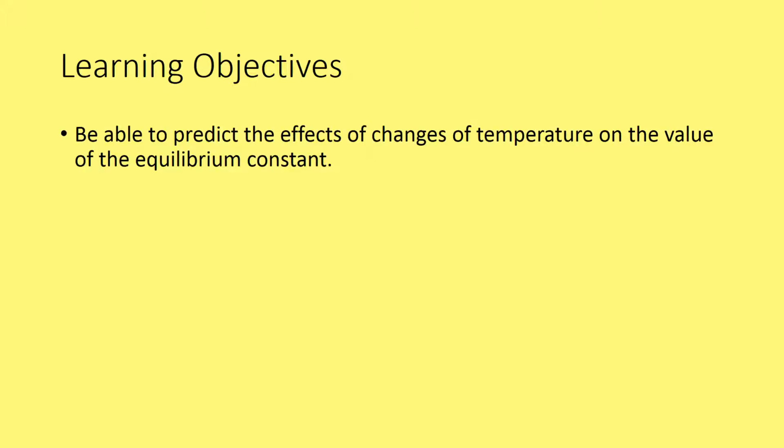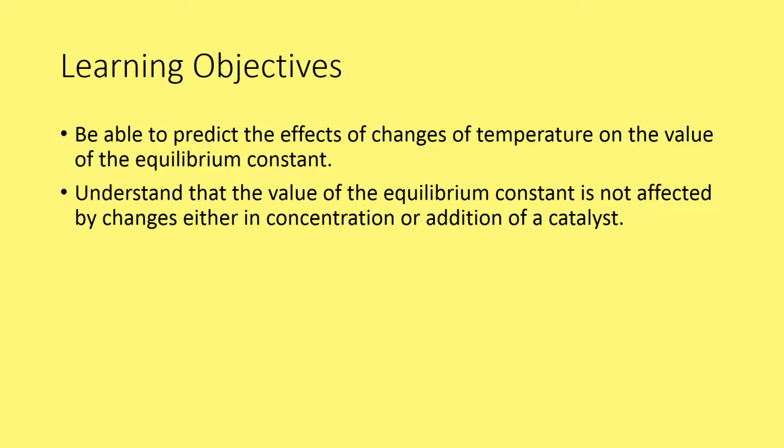So that completes the lesson on changing the equilibrium. Let's just check that we've covered off our lesson objectives. Are we now able to predict the effects of changes on temperature on the value of the equilibrium constant? I hope so. Increases and decreases in temperature depend on whether the forward reaction is exothermic or endothermic. And then, of course, we want to understand that the value of the equilibrium constant is not affected by changes in either concentration or the addition of a catalyst.